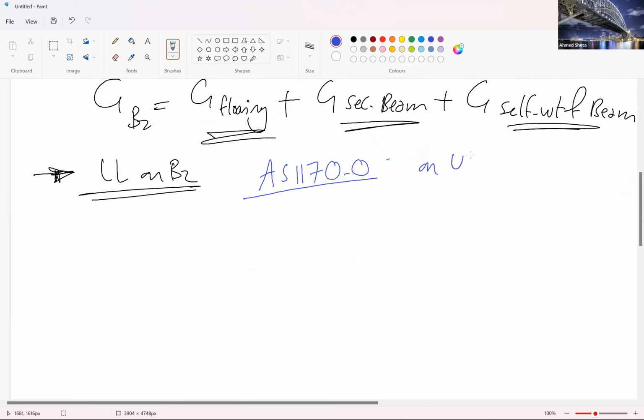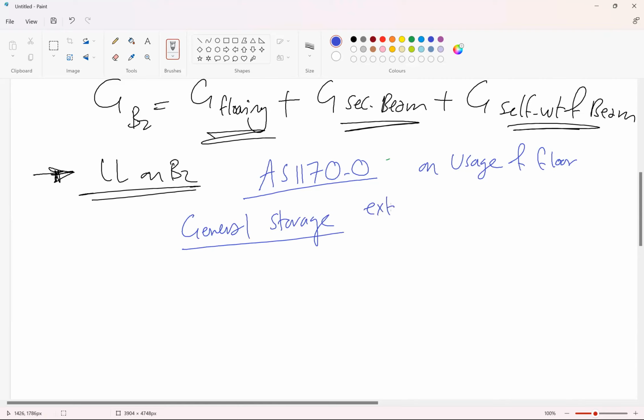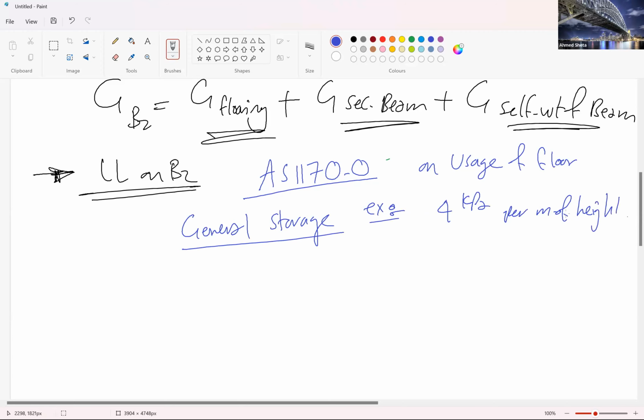It depends on the usage of the floor. So if it is used for general storage, let's say, just as an example, the standard mentioned 4 kPa per meter of height. It's already per square meter, but per meter of height. So every meter of height will have 4 kPa.